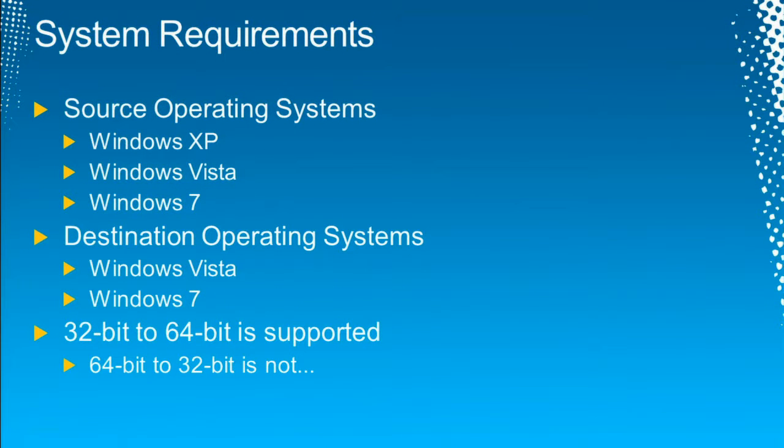USMT version 4 supports backing up XP and above to Vista and above. If you still need to support XP to XP, you actually have to use USMT version 3 to do that. You can go from 32 to 64, but not the other way around. So you can have a 32-bit XP going to 64-bit Windows 7, which is of course cool.